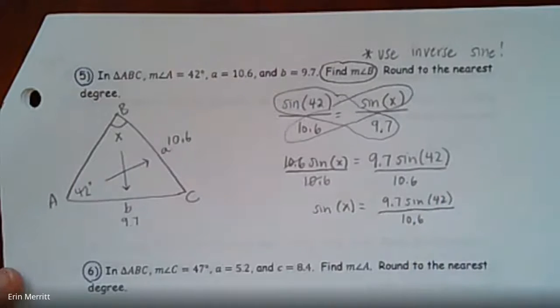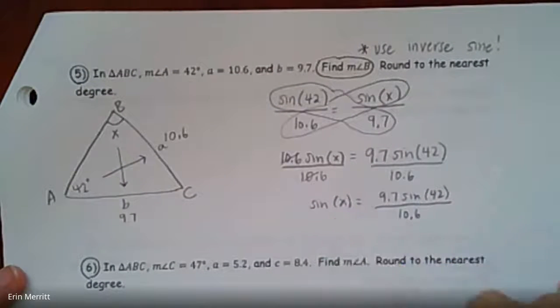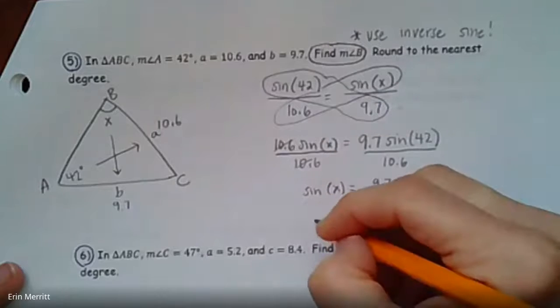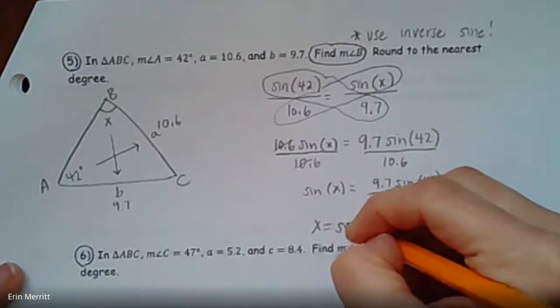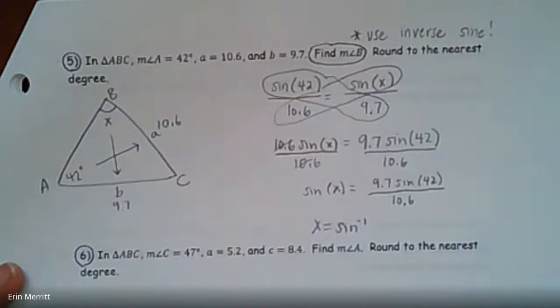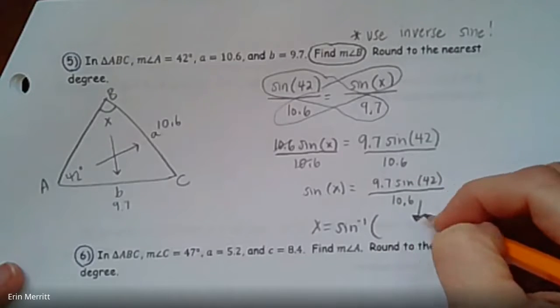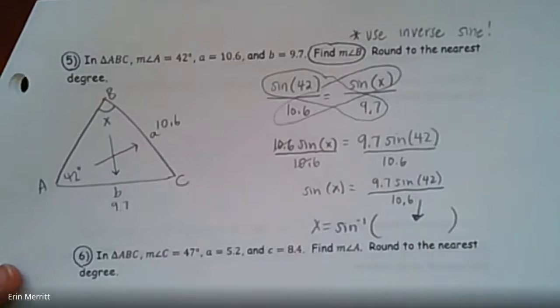All right. Once you get to this step, this is where we use the inverse sine, because the only way to undo sine here is to now say, let's do sine with that little -1 power. That's inverse sine of this right here. I'm going to be a little lazy. I'm not going to write it down one more time.